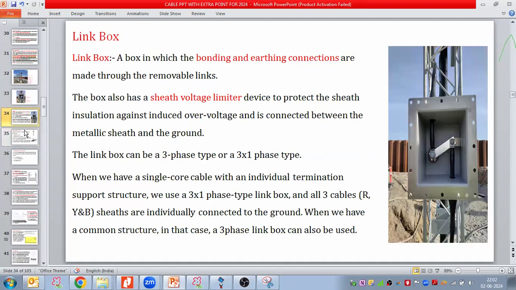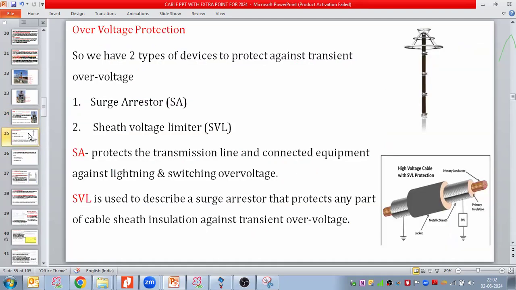So let us stop here and let us understand now. In the overall electrical system, there are 2 pieces of equipment we are using in order to protect against over voltage. One is the conventional surge arrestor and another is the SVL. So we have 2 types of devices to protect against transient over voltage: surge arrestor and sheath voltage limiter.